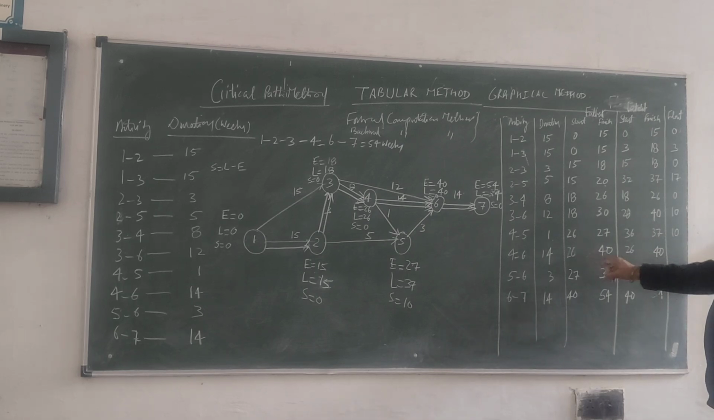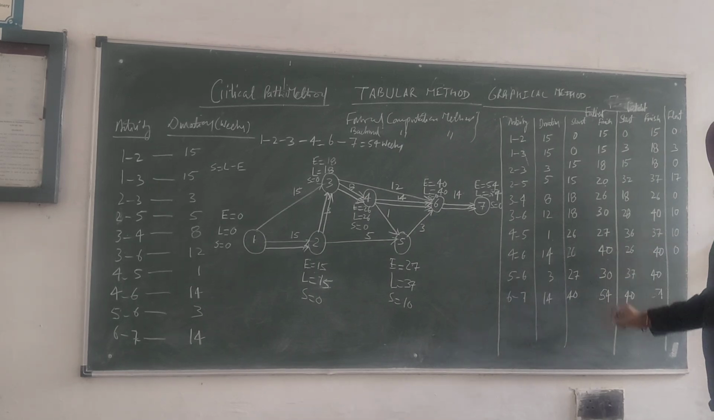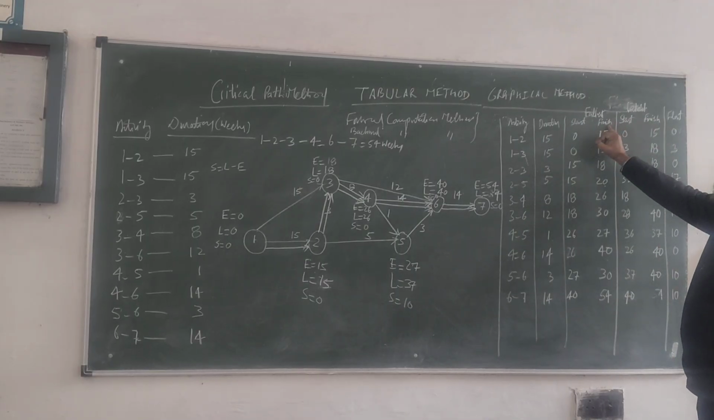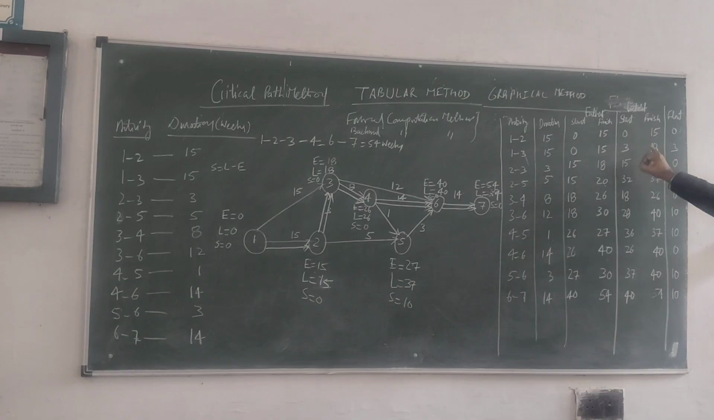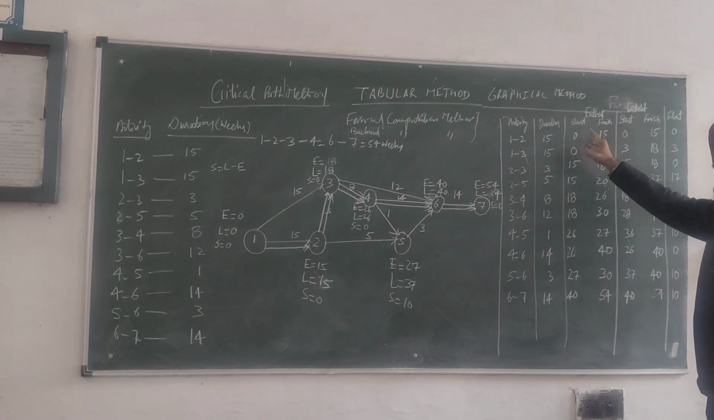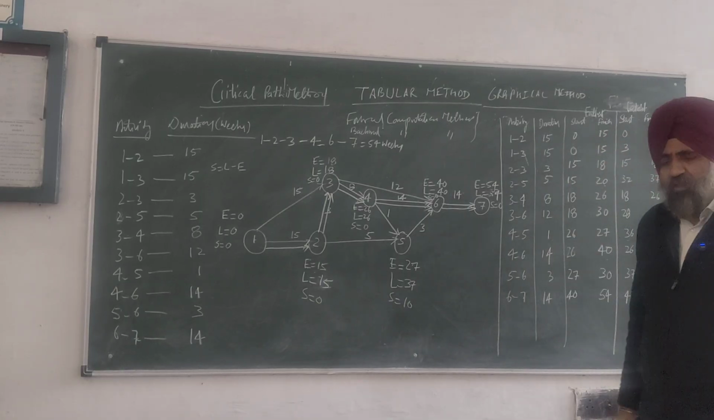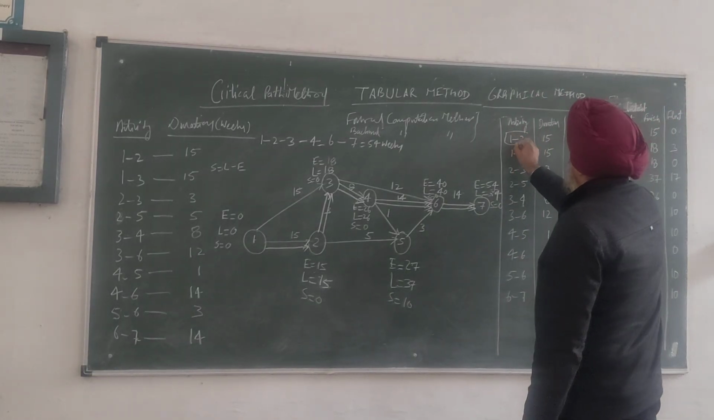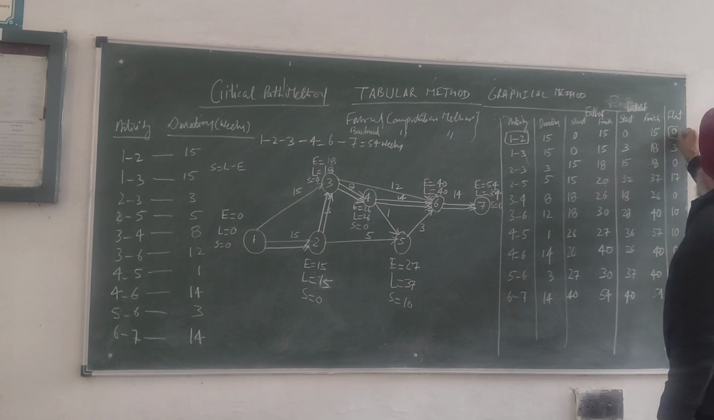And here it is 26 or 40 minus 40, 0. Similarly, this 37 minus 27 or 40 minus 30, you are getting the same answer, 10. Similarly, 40 minus 40 or 54 minus 54. Either subtract latest finish time minus earliest finish time, or latest start time minus earliest start time, you will get the same value. And here if you look at it, this is the critical activity, where you are getting 0.